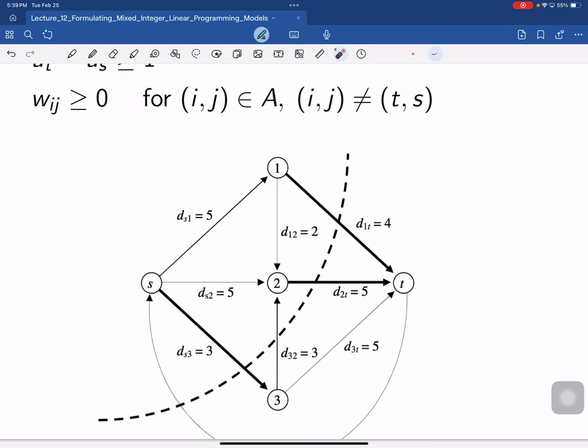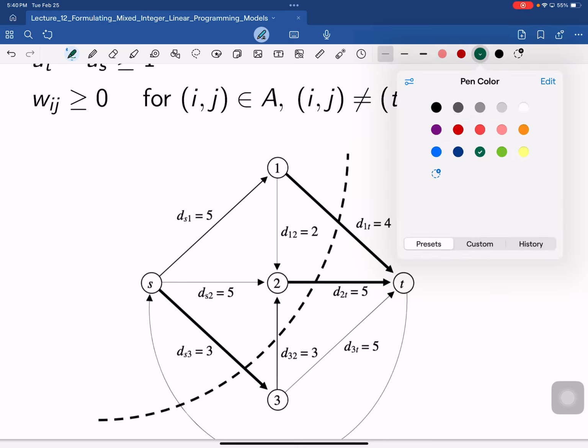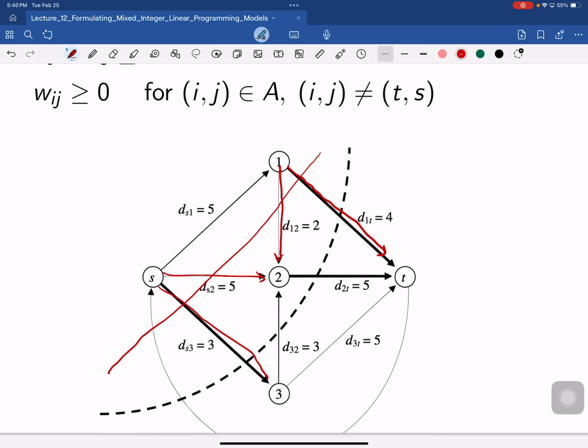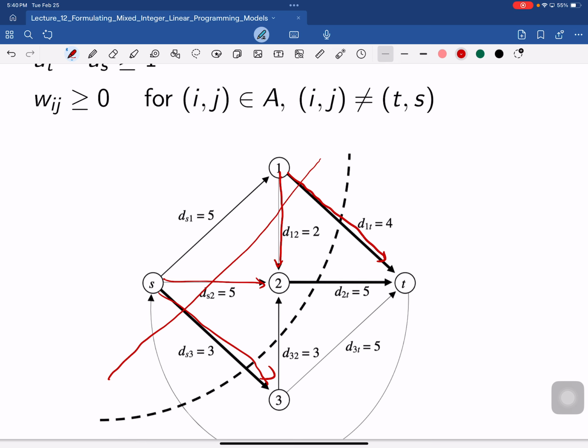So let's say we pick this partition, where 1 and S are on one side, and 2, T and 3 are on the other side. What is the value of the cost of the cut for this problem? You need to pick this edge, since it's connecting, and then this edge should be included, this should be included, and this should be included. So whenever you choose a partition, the value of the cut will change. The idea is you want to find the min cut. Okay.